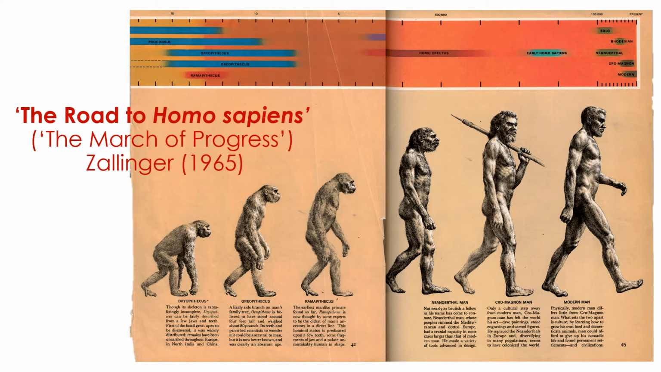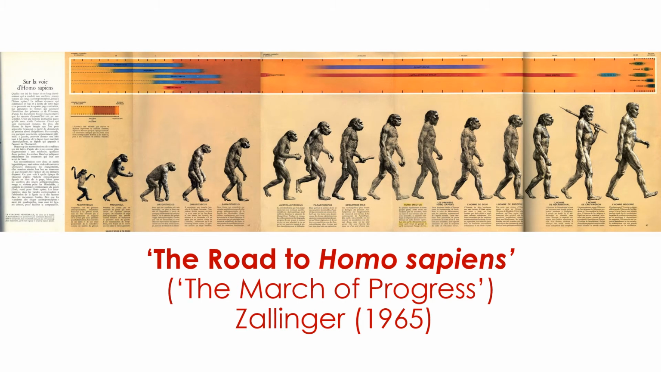Overall, the image illustrates 25 million years of human evolution, beginning with our ape-like ancestors and charting the rise of our bipedal ancestors like Australopithecus and Homo erectus. Although The Road to Homo sapiens is a popular and very well-known image, it is actually incorrect and highly misleading. Although Zallinger probably didn't intend for his work to have this meaning, it incorrectly illustrates evolution as a linear progression of changes that occur in one direction.